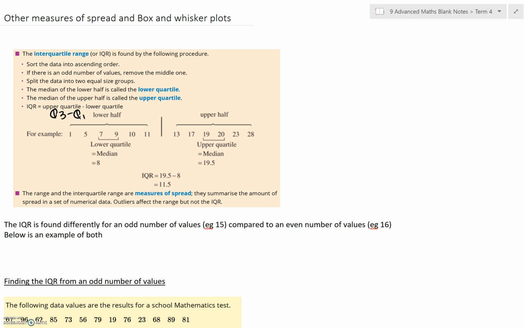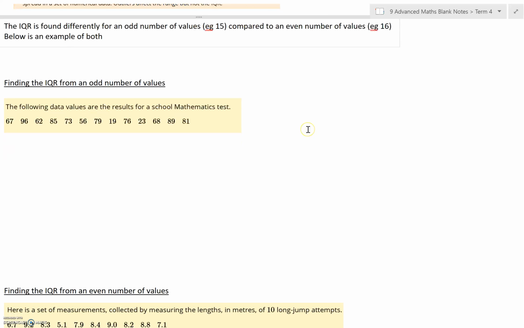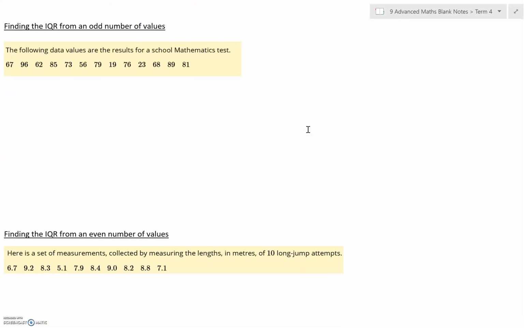So it's found in two different ways. It's different if we've got an odd number of values, for example, 15 data values, compared to an even number of values. So I'm going to do an example of both now because it's found differently. The first one says finding the interquartile range from an odd number of values. So we've got some data values, which are the results of a school maths test.